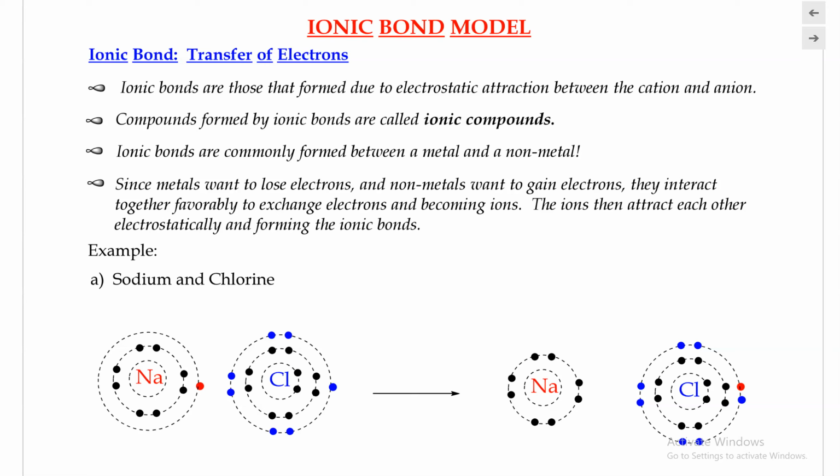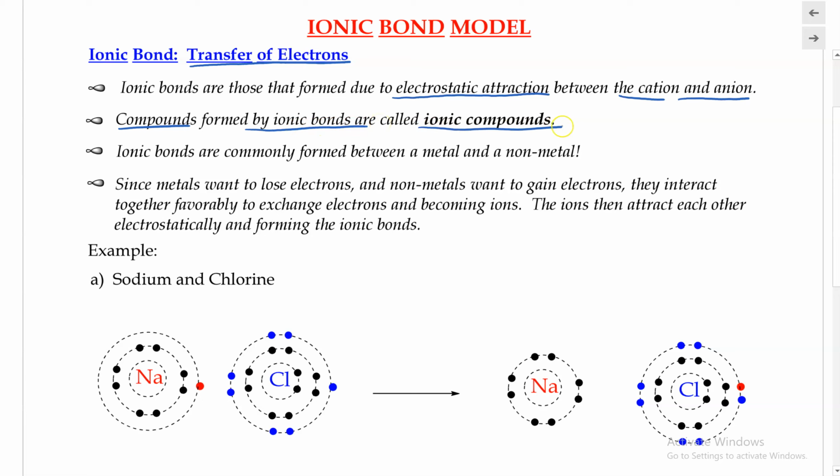Hi, in this lecture video, I'll be discussing the ionic bond model, which is unique in the sense that it involves the transfer of electrons between atoms. So we see that ionic bonds are those that are formed due to the electrostatic attraction between the cations and the anion. So anytime we see cations and anions attracting each other, the bonds that they produce would then be the ionic bonds.